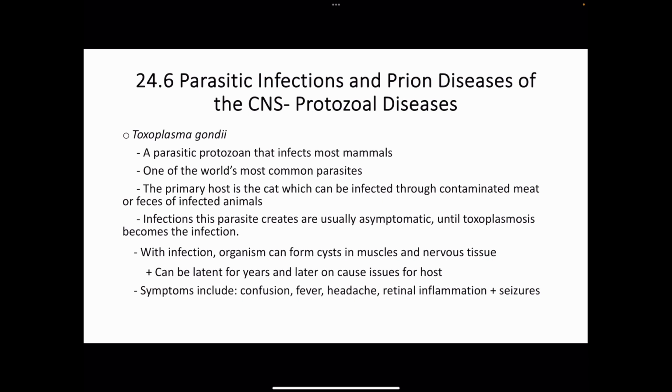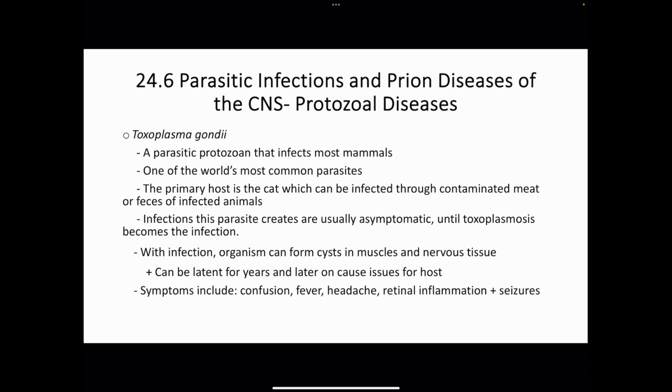This parasite does not seem life-threatening or dangerous, as most infections it causes are asymptomatic, but it can be fatal when toxoplasmosis is the infection that forms. At first, the infection gives the patient respiratory issues, but then progresses to cysts forming in muscles and nervous tissue. This infection is very fatal because it can be latent for years and the patient does not know they are hosting a fatal infection. When a person is experiencing this infection, they deal with symptoms including confusion, fever, headache, retinal inflammation, and seizures. One serious condition with this infection is vertical transmission.